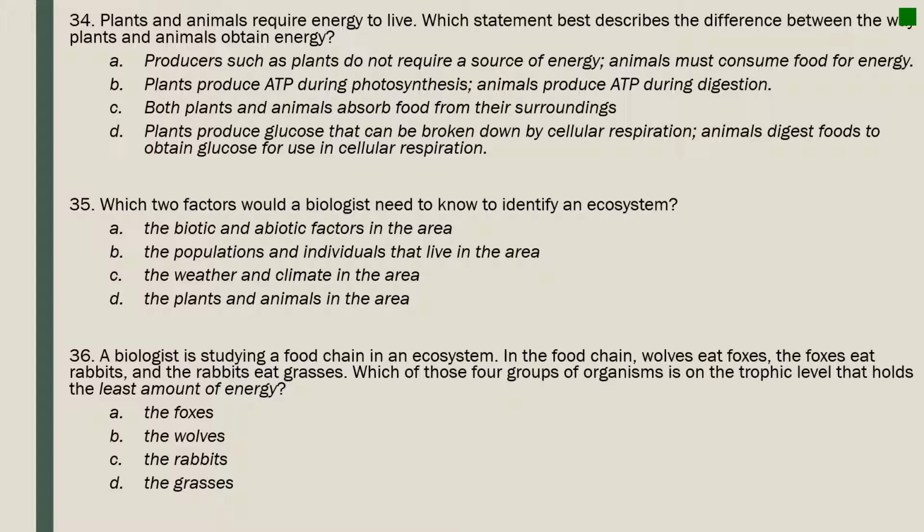C. Both plants and animals absorb food from their surroundings. D. Plants produce glucose that can be broken down by cellular respiration. Animals digest foods to obtain glucose for use in cellular respiration.